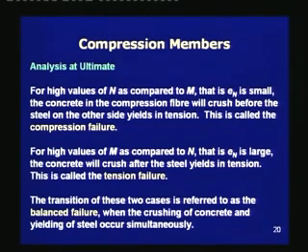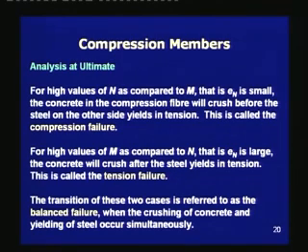For high values of m as compared to n, that is e/n is small, the concrete in the compression fiber will crush before the steel on the other side yields in tension. This is called the compression failure. For high values of m as compared to n, that is e/n is large, the concrete will crush after the steel yields in tension. This is called the tension failure.